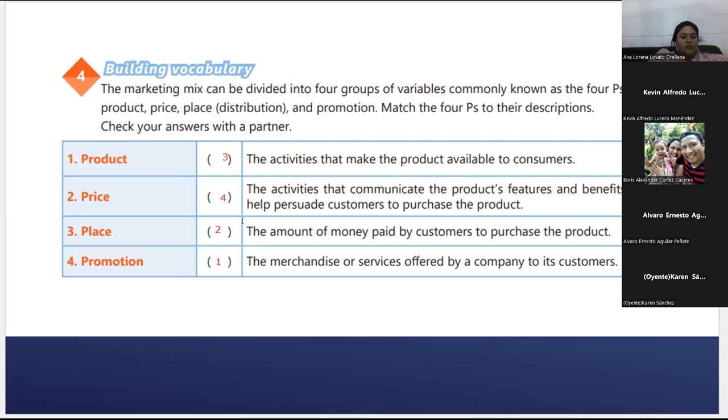Yes, next. The amount of money paid by customers to purchase the product is the price. All right, the last one. The merchandise or service offered by a company to its customers. All right. Very good. It's product. The number one, the product. And not only a product, but a service too.